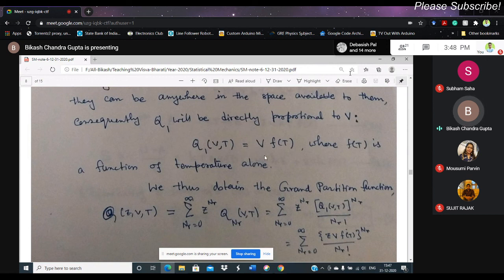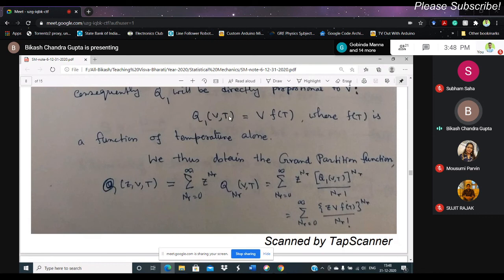Then Q1(V,T) is basically proportional to V, and there should also be a function of temperature. But f(T) is a function of temperature alone. So this is the partition function of a single particle. Of course, I mean canonical.